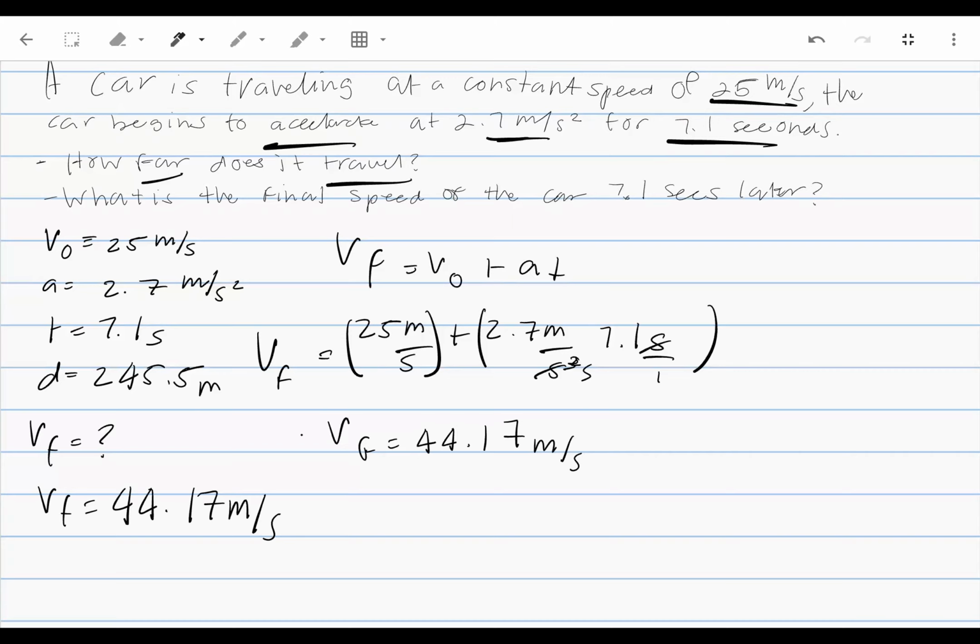So again, don't let the numbers scare you or don't let the questions scare you. Just isolate the values you have and what you're looking for, and that should be it for this section.